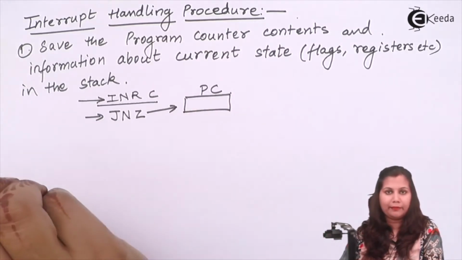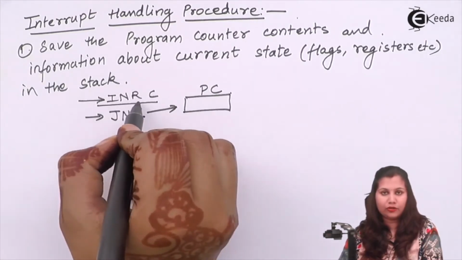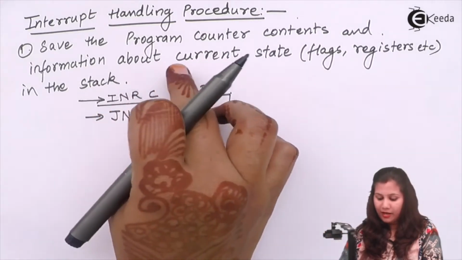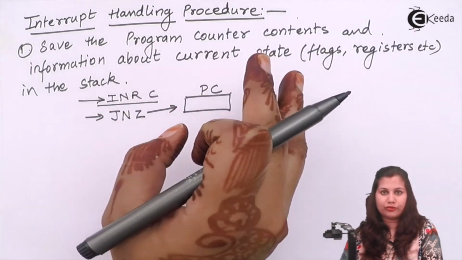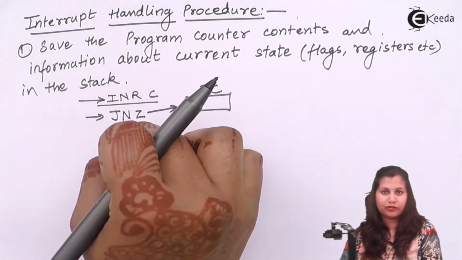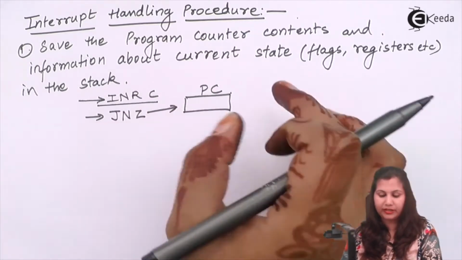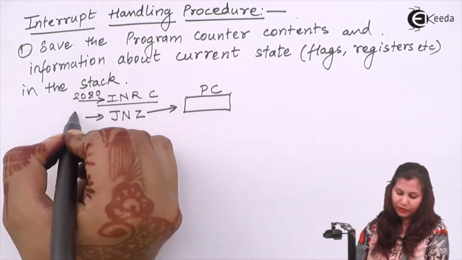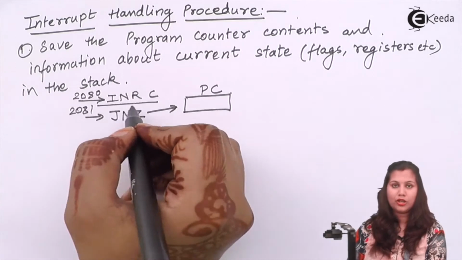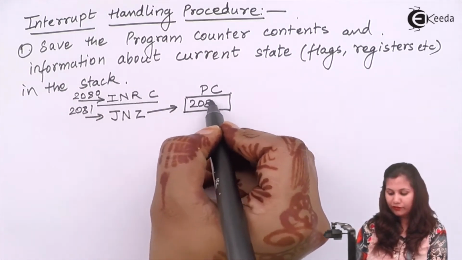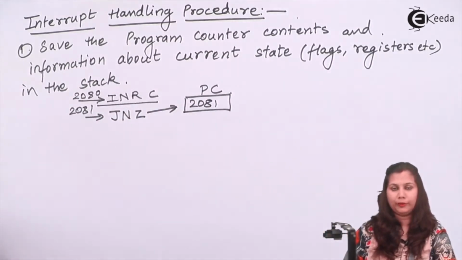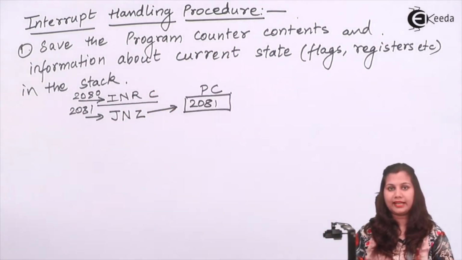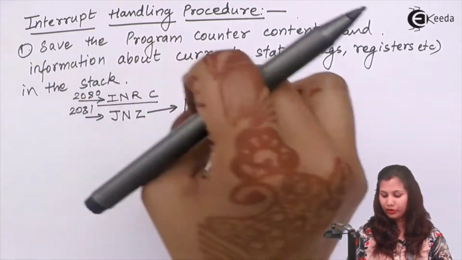The address of the instruction, wherever it is written in the memory, is stored in the program counter, so that when the execution of INRC is done, after that the microprocessor will know that the second instruction it has to execute is written at this memory location. Like this is stored at 2080 and this is stored at 2081. So the address of the next memory location will be stored in the program counter.